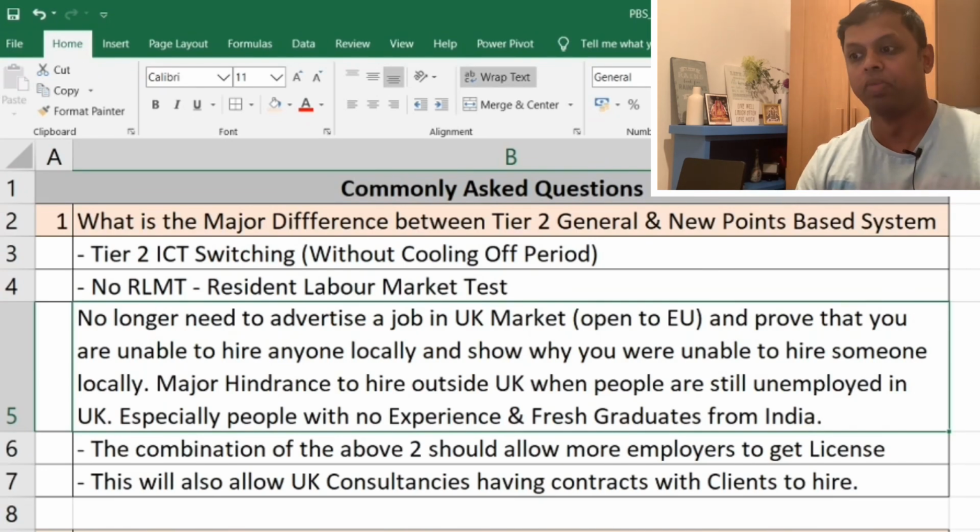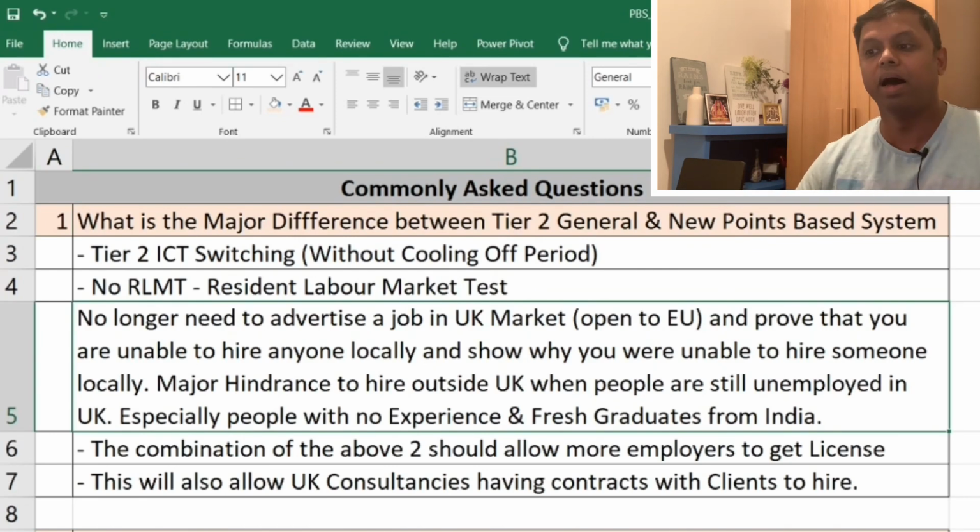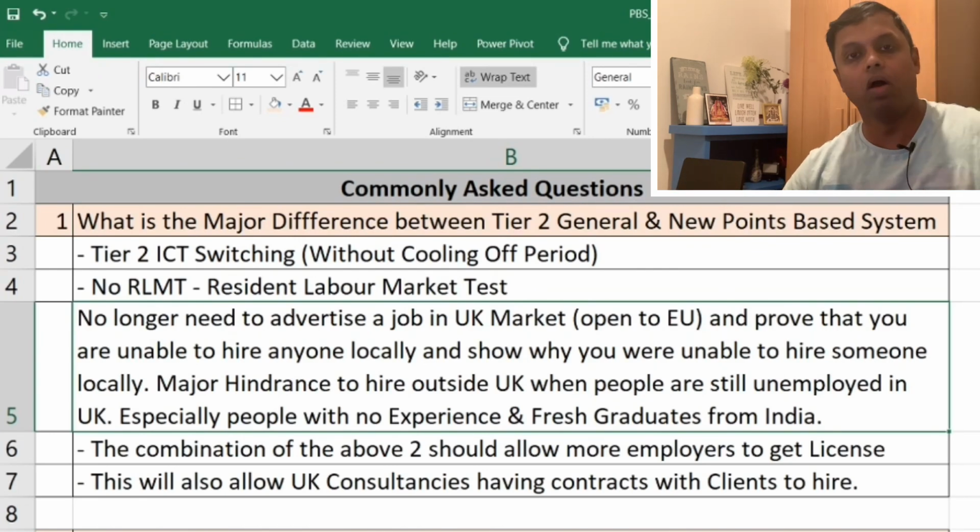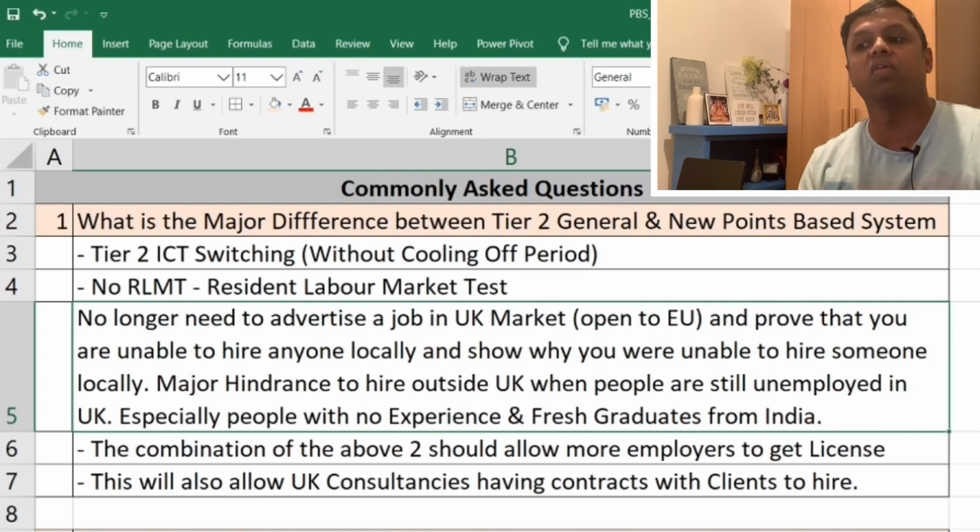So this will also allow consultancy type companies where they're not end users. They don't want to hire people for their own needs, but they're basically hiring people for having a contract with the client and supplying resources to them. So those kind of consulting companies earlier were not able to bring people because of this resident labor market test.